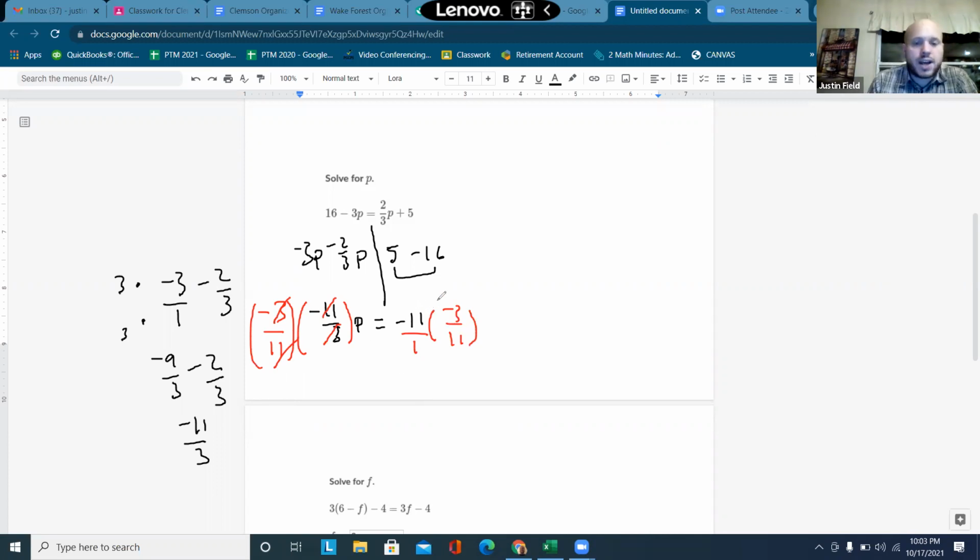When we multiply fractions, we multiply across the top. So negative 11 times negative 3 is 33. 1 times 11 is 11. And then this is just p on the side. All right, and so the last thing is 33 over 11 does simplify. 33 over 11 would just be 3. And I'm done.